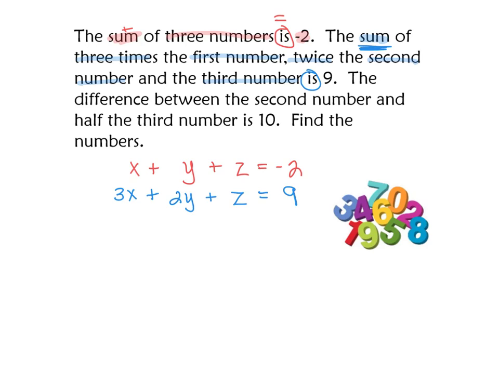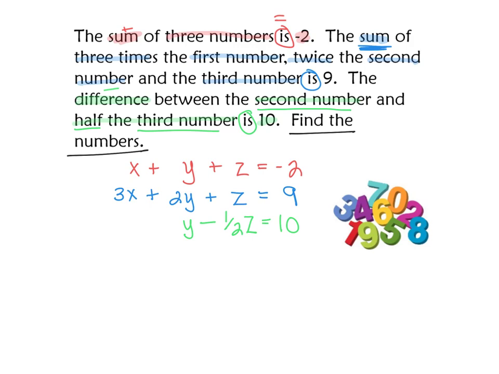If I read the last sentence, the difference, so this time I'm subtracting, between the second number and half the third is 10. So the difference between the second number, which is y, minus half the third number, so 1/2 z, is, means equal, 10. I don't need to write x. Notice it said nothing about the first number, so I'm just not going to write one. And finally it says find the numbers.